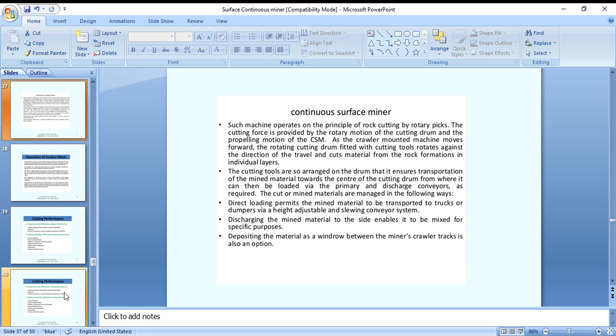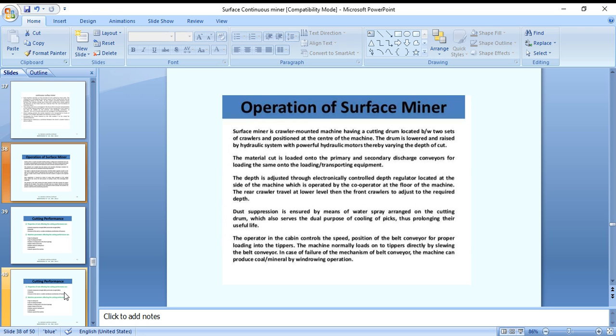The mined material is managed in the following ways. Direct loading permits the mined material to be transported to the trucks or dumpers via a height-adjustable and swinging conveyor system. Discharging the mined material to the side enables it to be mixed for specific purposes. Depositing the material as a windrow between the miner and crawler track is also an option. This is optional.